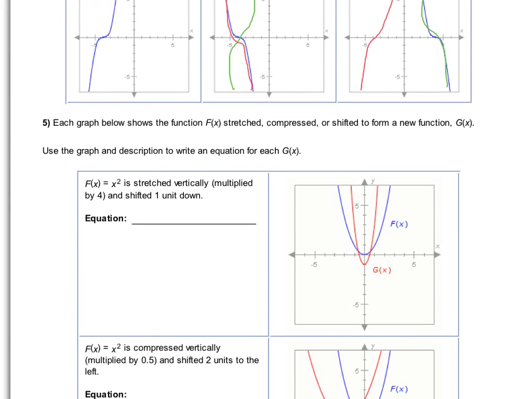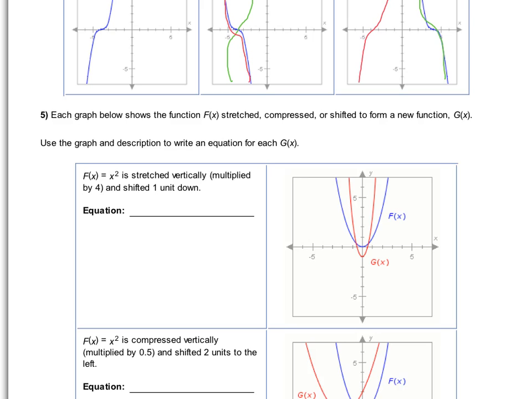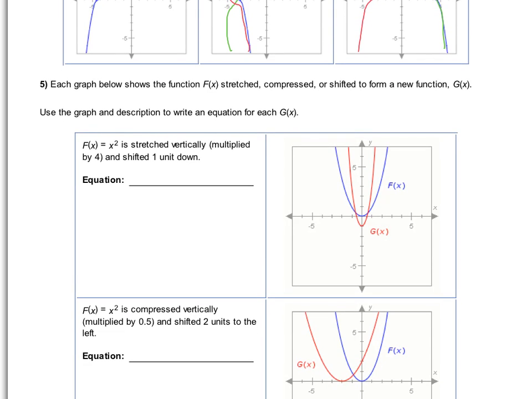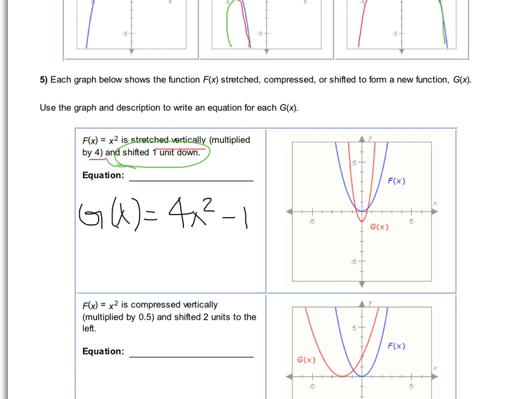So it says each graph shown below is either stretched, compressed, or shifted to form a new function. And we're supposed to use the graph in the description to write an equation for each g of x. So it tells me that x squared is stretched vertically, it's multiplied by 4, and shifted 1 unit down. So if it's stretched vertically, it's multiplied by a factor of 4. Well, that means for the function g of x, I need to multiply x squared by 4. And I shifted it down 1, so that means I need to subtract 1 on the end.